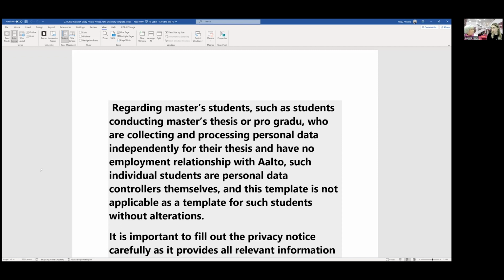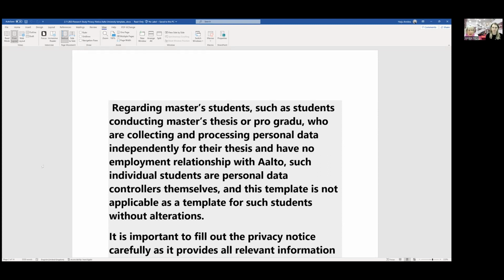Yes, and we also have a specific template for our students. If you are a student processing personal data as part of your master's thesis, for example, you can contact us and ask for a specific template for that purpose. So please don't use this template, because we have a better working template for you.